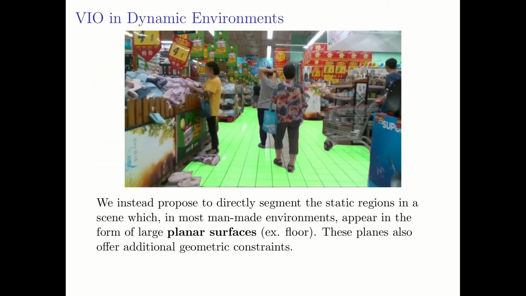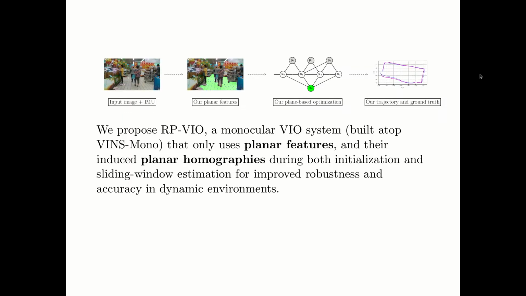We believe a better approach is to directly segment the static regions in a scene, which in most man-made environments appear in the form of large planar surfaces such as the floor. These planes also offer additional geometric constraints which can be used for an improved estimation. With this motivation, we propose RP-VIO, a monocular VIO system that uses only planar features and their induced planar homographies during both initialization and sliding window estimation for improved robustness and accuracy in dynamic environments.